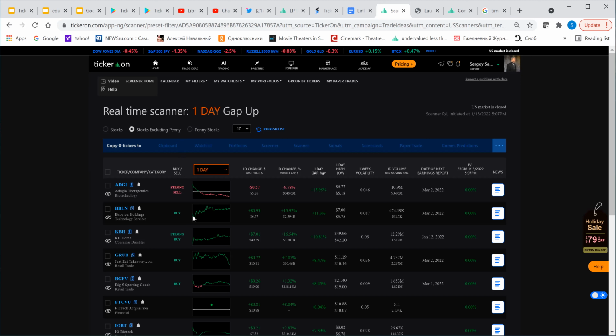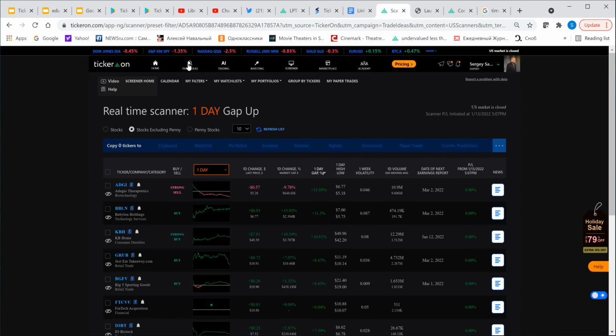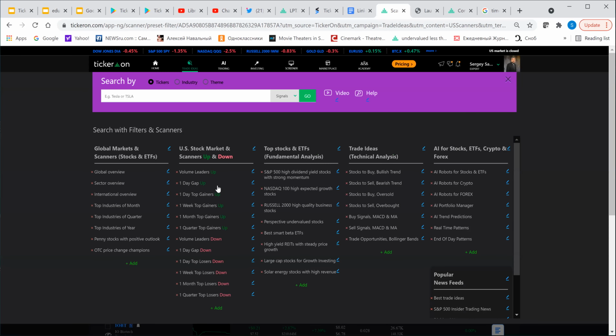People trade that, but you see this one was a gap up and then continued to go up. It really depends. This one gap was closed. Okay, so then what else?